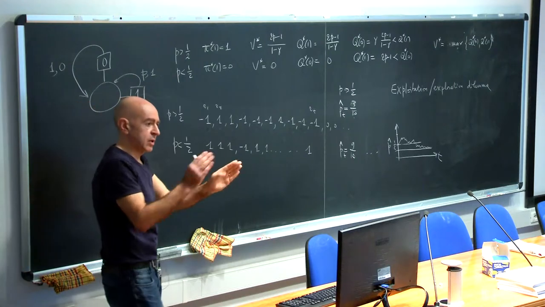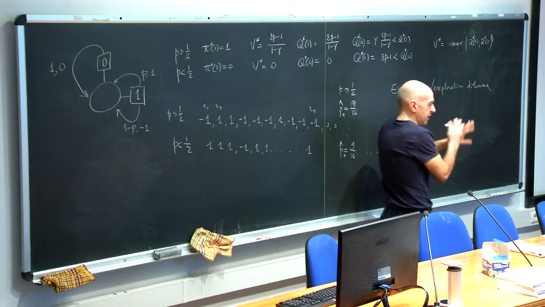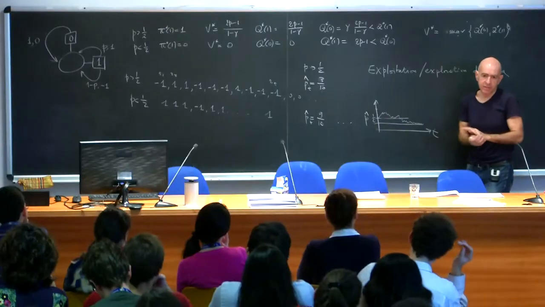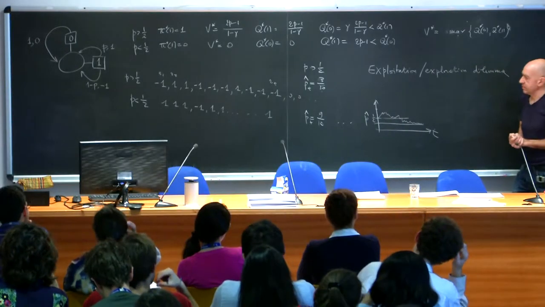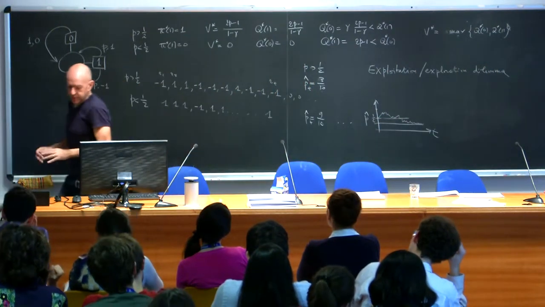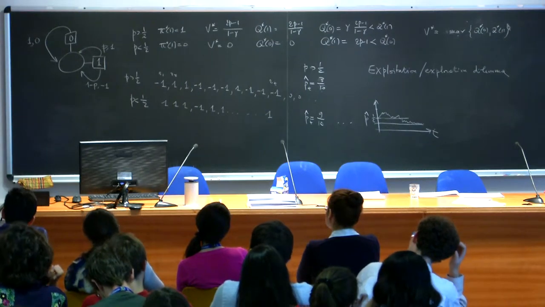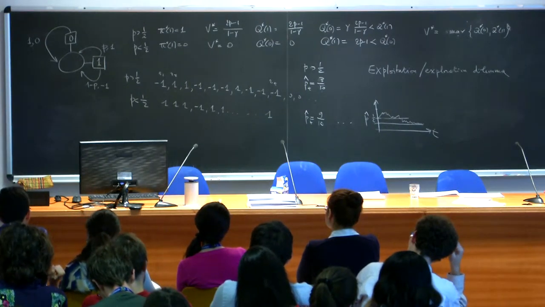So this exploitation-exploration dilemma is present all over the phase space of possible configurations. Okay, so this was just a word of caution that this is a super simplified model which exposes some aspects but does not have the full complexity of the decision-making process.